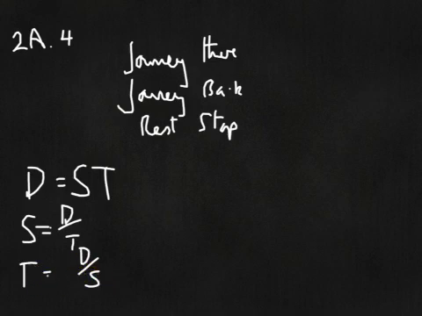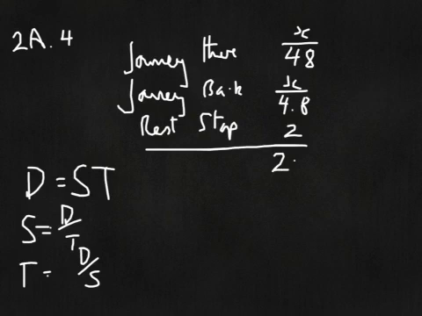Now, what is the time taken for the journey there? Well, the distance is x, and the speed is 48 km per h. On the journey back, it's the same distance, it doesn't say so explicitly in the question, but that's obvious, and the speed is 4.8, that's what it says in the question. And the rest stop is 2 hours. And that, according to the question, totals 24.